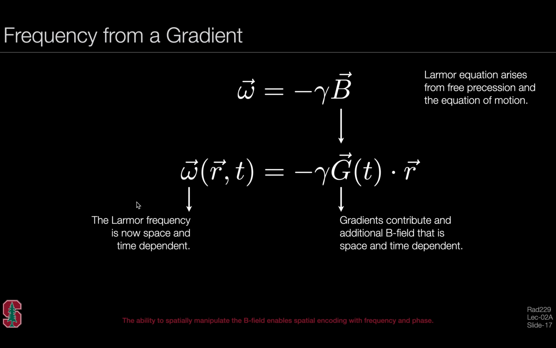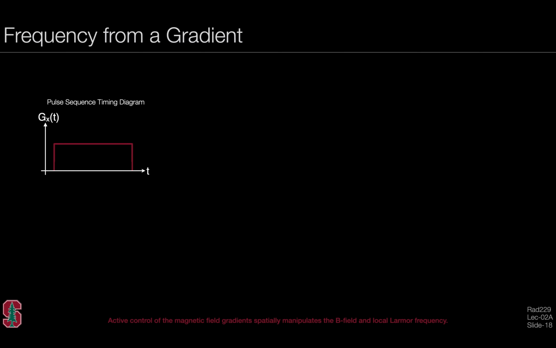And so now we see that the Larmor frequency becomes a function of both space and time, because the gradients were a function of time and the magnetic field generated depends on the position of where you are in time. And so we can now understand that applied gradient fields spatially change the local Larmor frequency. So let's look again at how we might generate frequency as a function of space.